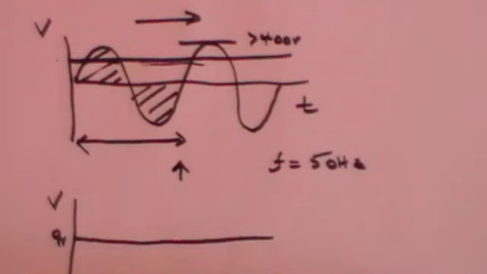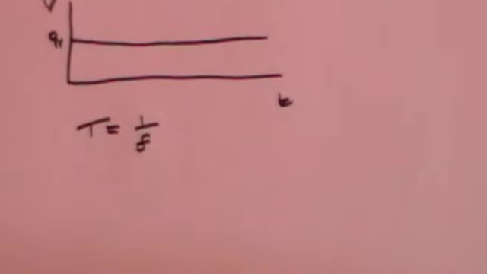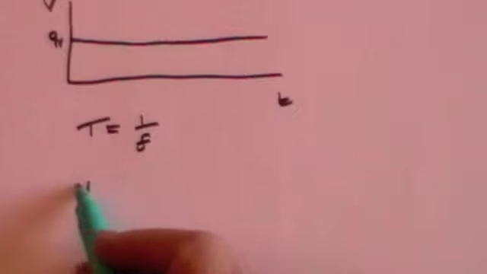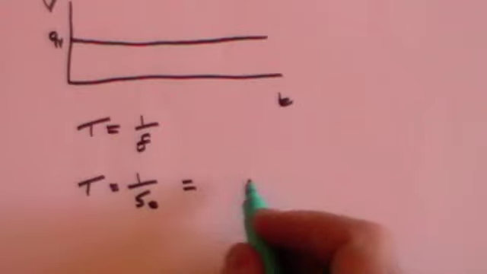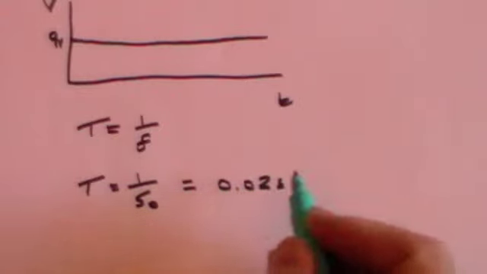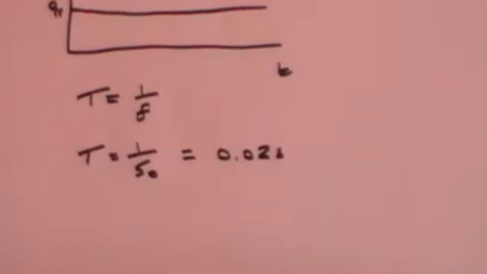The period is the time taken for one wave to pass a particular point, and they are related by T is 1 over f. So if the frequency is 50 Hertz, then T is 1 over 50, which is 0.02 seconds. So in other words, one wave passes a particular point, or one cycle passes a particular point, every 0.02 seconds.